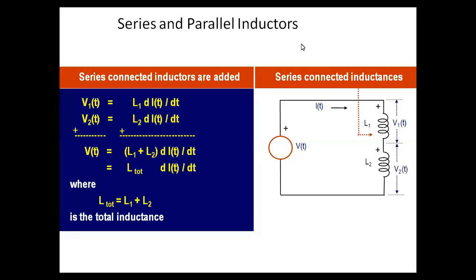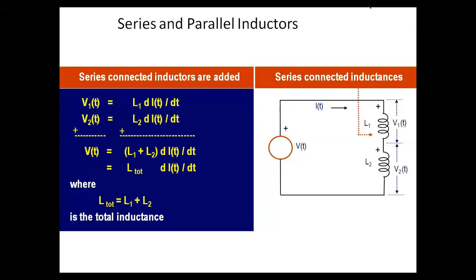This is on parallel inductors. When we were talking about capacitance, we said that when capacitors are connected in series, we will treat them just like the way we would treat resistors that are connected in parallel. And when capacitors are connected in parallel, we will treat them just like resistors that are connected in series. But for inductors, when they are connected in series, we will treat them just like resistors connected in series, and when they are connected in parallel, we will treat them just like resistors connected in parallel.